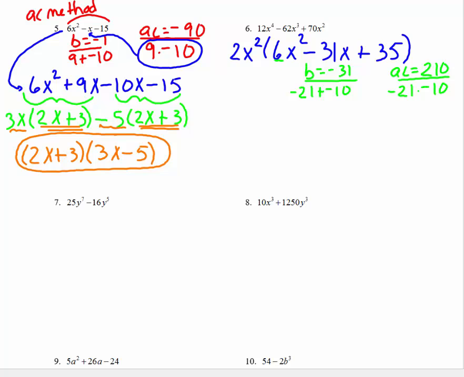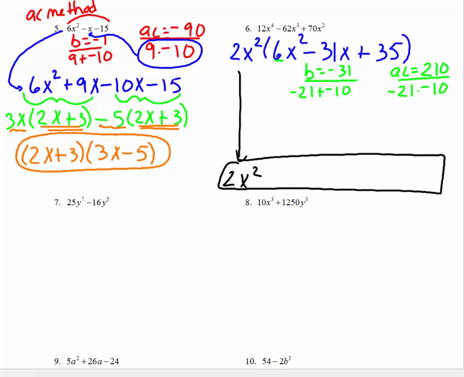So what do we do with that 2x squared? Well, I suggest just bringing it down, because that is going to be part of your answer, and not worry about keeping it throughout the whole problem. So bring down the 2x squared, now do the AC method. So we'd have 6x squared minus 21x minus 10x plus 35. Again, we take those factors that work and replace the b term, breaking it up into two separate terms.